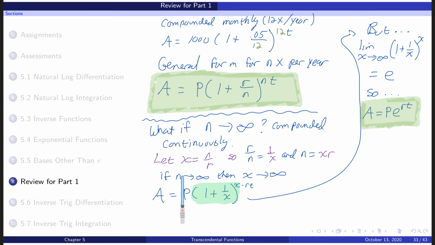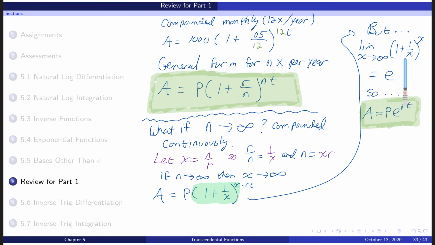we said that we're going to increase the number of compoundings to infinity. If I increase n to infinity, that's the same thing as letting x increase to infinity. If n is infinite, then so is x. The limit of this green highlighted statement as x approaches infinity, written over here, is e.